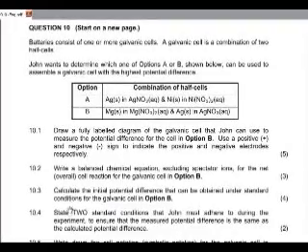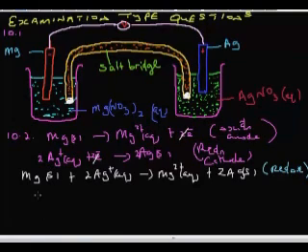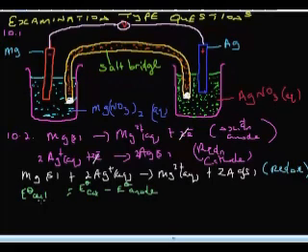So let us see question 10.3. It says calculate the initial potential difference that can be obtained under standard conditions for the galvanic cell in option B. So how are we going to go about this? The electrode potential of our cell is going to be equal to the electrode potential at the cathode, minus the electrode potential of the anode.